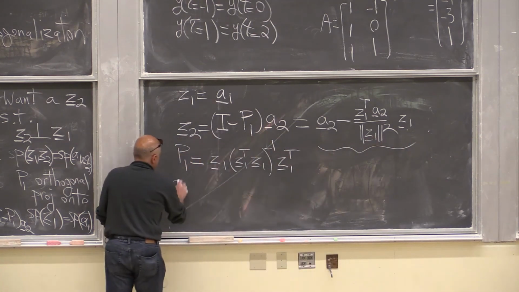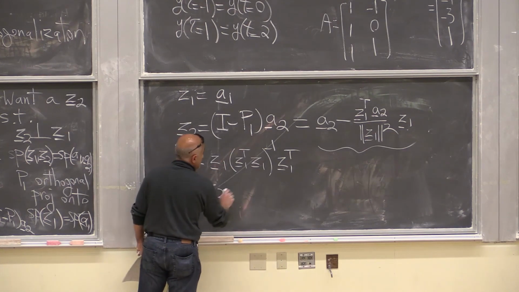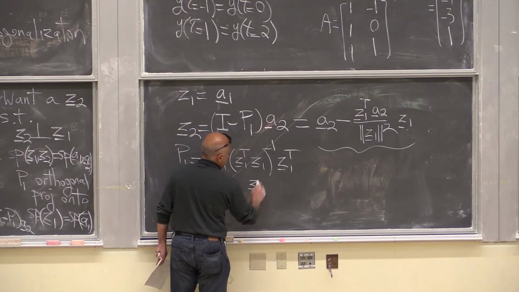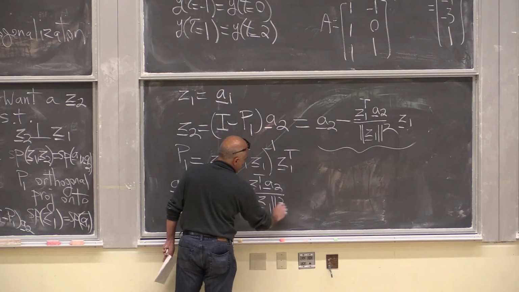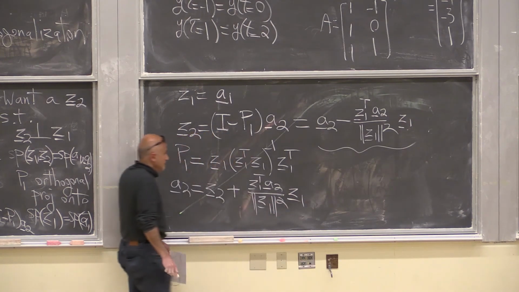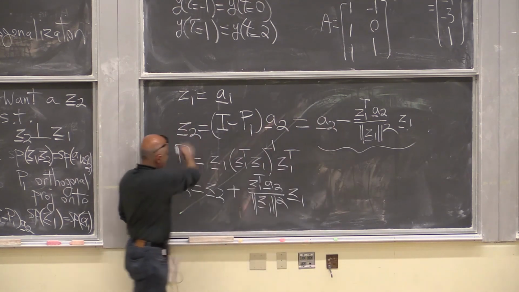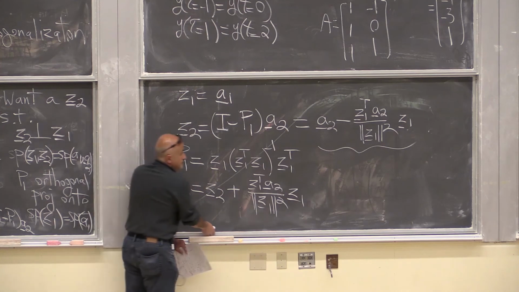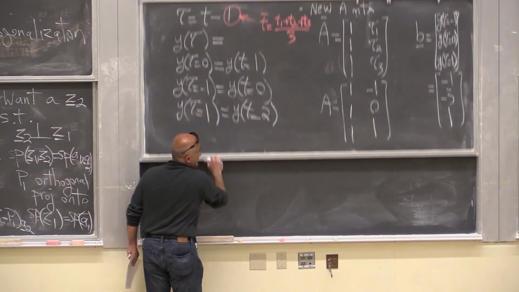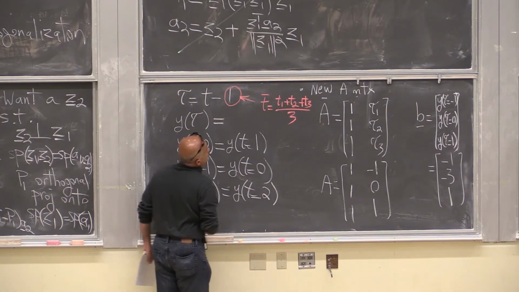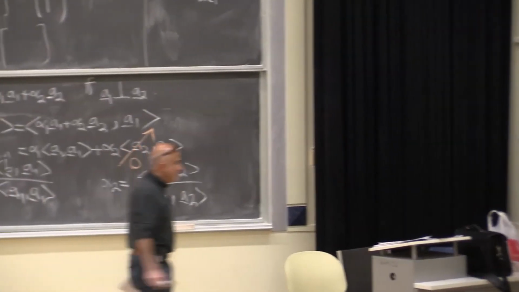So I can write a2, solving for a2, as z2 plus (z1 transpose a2 over the magnitude of z1 squared) times z1. Do you agree? I just took this to the other side and expressed a2 in terms of what's on the other side. I think I better stop here before I tick people off. So I'm going to continue on that on Thursday.